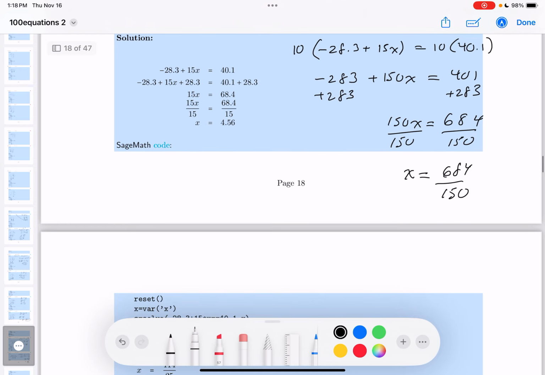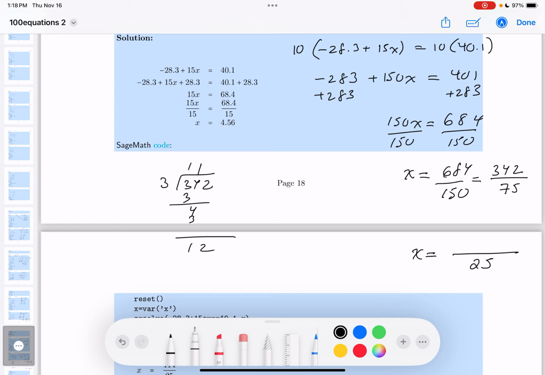What I would recommend here is, they're both even numbers, so you could just divide by 2 and see what happens. You get 75 on the bottom and 342 on top. Let me take a look at the top number: 3, 4, 2 adds to 9, so I know it's divisible by 3. And 3 goes into 75 25 times, and 3 goes into 342 114 times. So the answer there is 114 over 25.